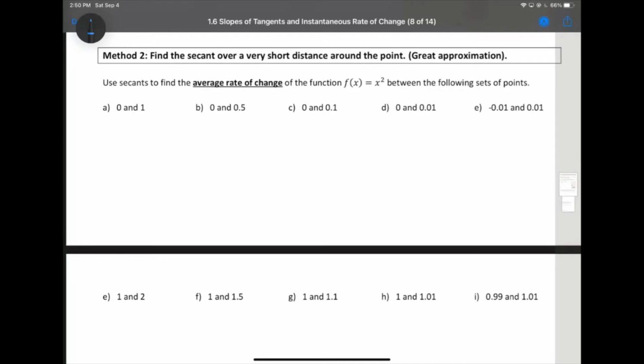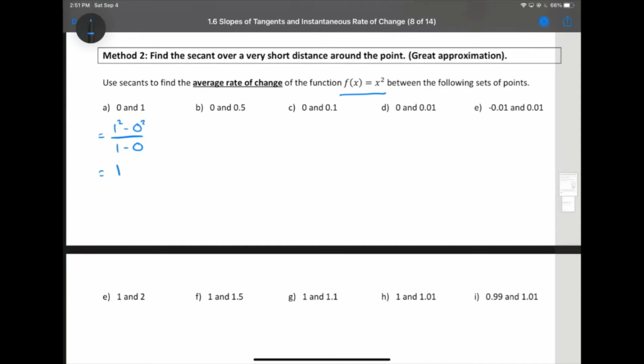And we're going to approximate the tangent by looking at a secant over a very short distance near a point. So again, we're just going to work with the base function f of x equals x squared, because it's easy to calculate x squared. If we want to look at the slope between 0 and 1, the average slope, or the average rate of change, that's just going to be rise, which is 1 squared minus 0 squared, over the run, which is 1 minus 0. And I think we can do that math mentally. That's 1 over 1 is 1.